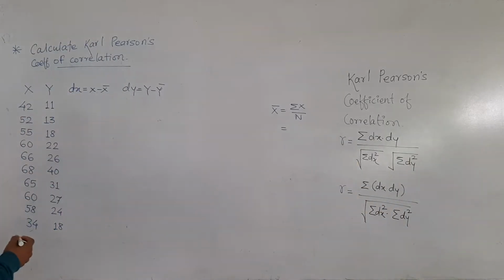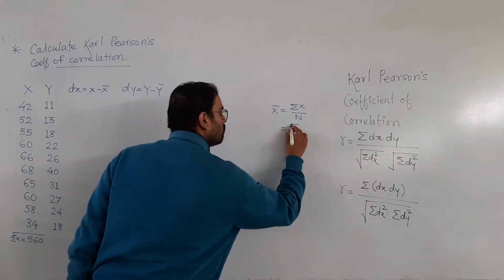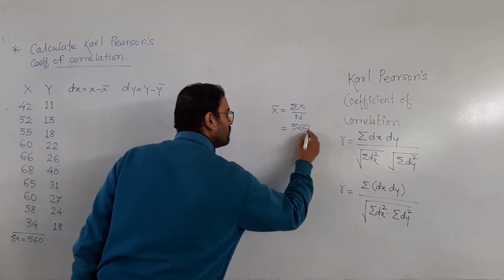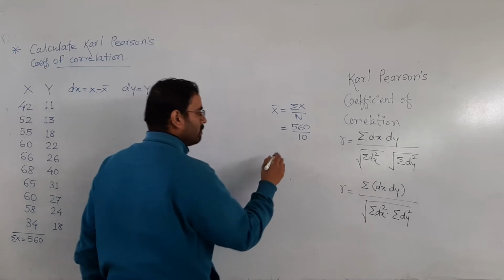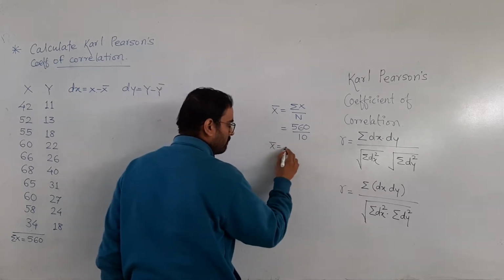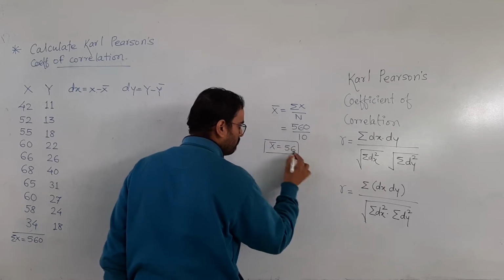The summation of the x column is 560. And how many values are there? 1, 2, 3, 4, 5, 6, 7, 8, 9, 10. So the value of n is 10. The summation is 560 divided by 10, because 10 values are there. So x bar will be 56.